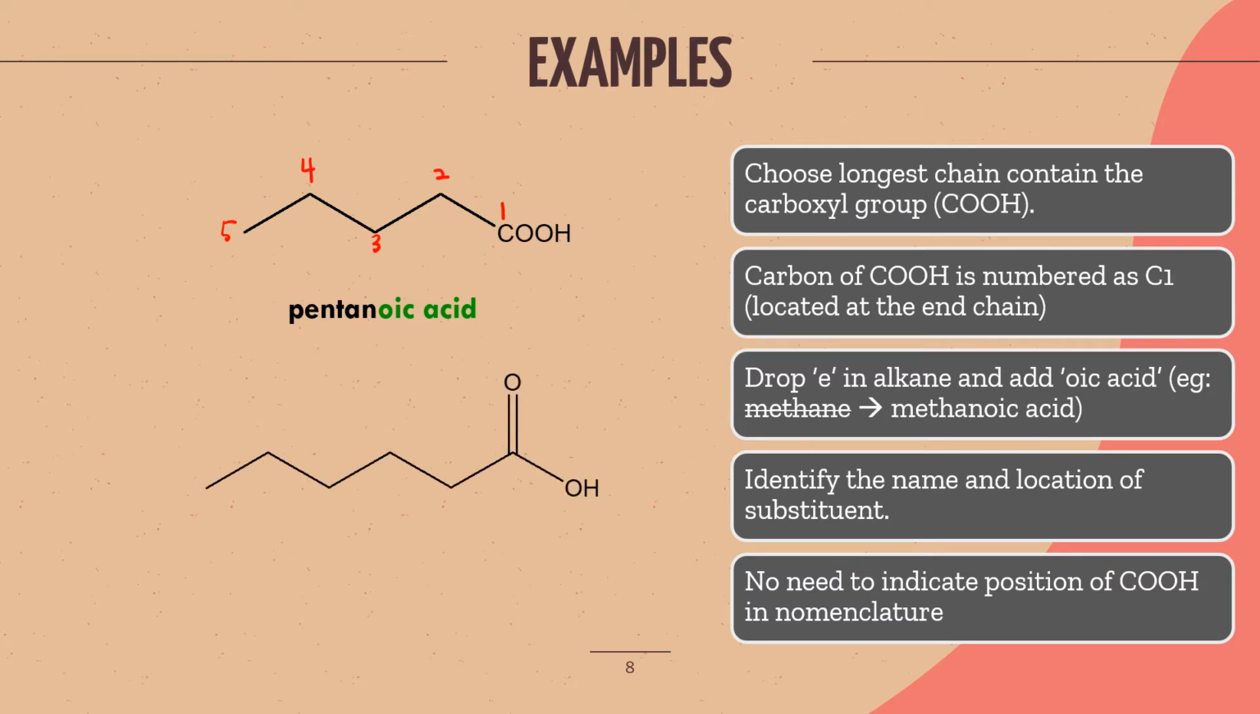So since we have carboxyl group in the structure, the name will become pentanoic acid. And for this structure as well, the first carbon will be the carbon of the carboxyl, which is here, and proceed with the numbering to get the length of the parent chain. And since we have 6 carbons containing COOH, the name of this compound will be hexanoic acid.